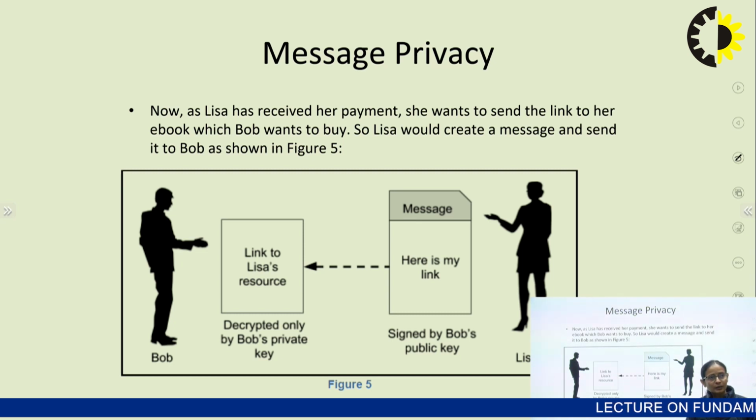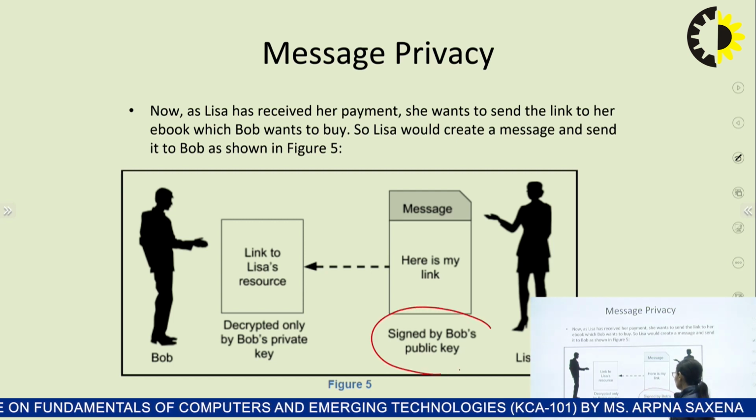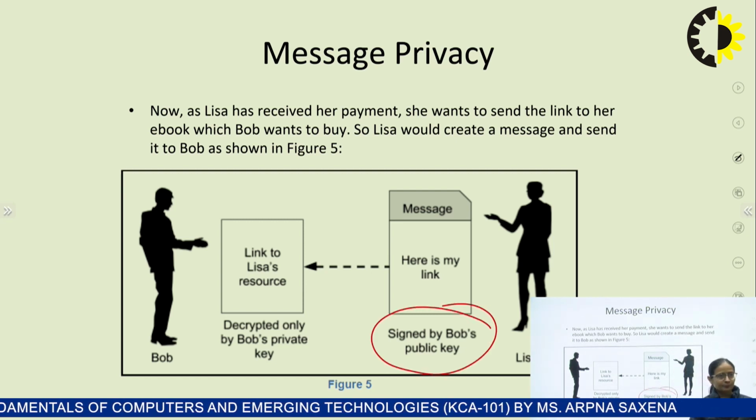So here, let's suppose Lisa received her payment and she wants to send the link to her ebook which Bob wants to buy. So Lisa would create a message and send it to Bob. But Lisa also wants that this link should be known to Bob only, and no one should be aware of this link. So what will she do? She will sign it with Bob's public key.